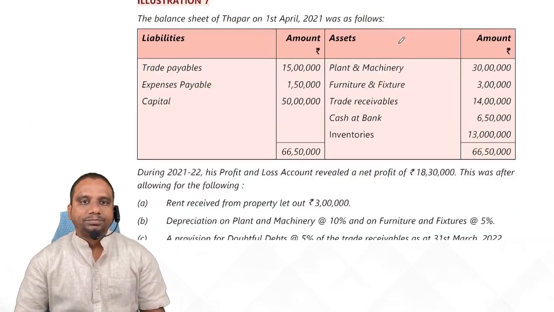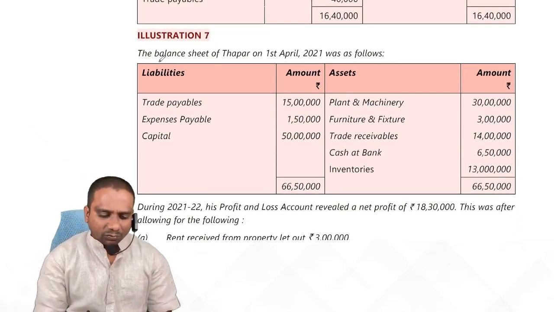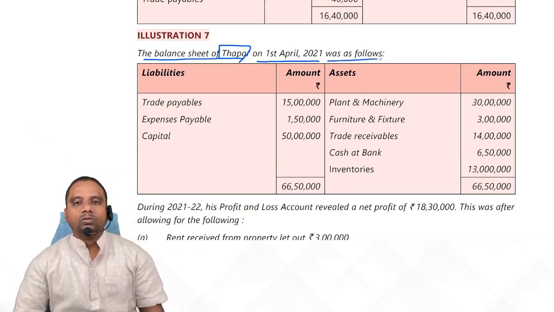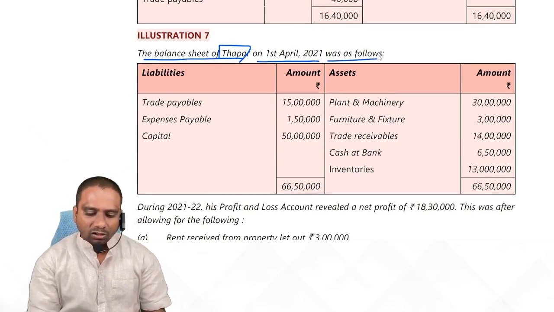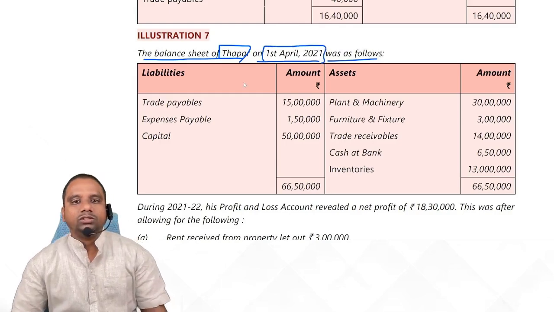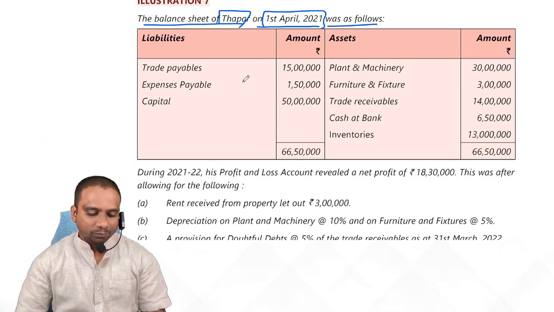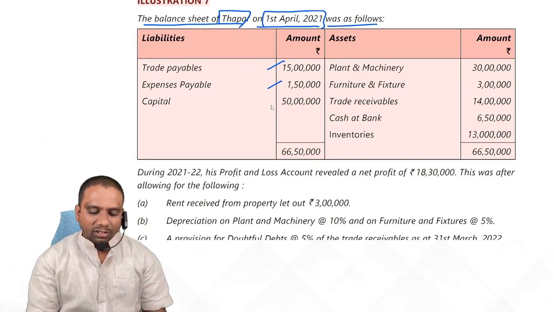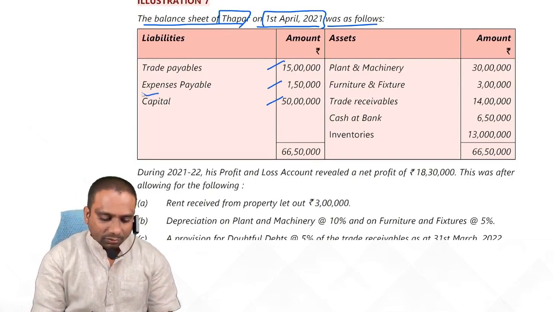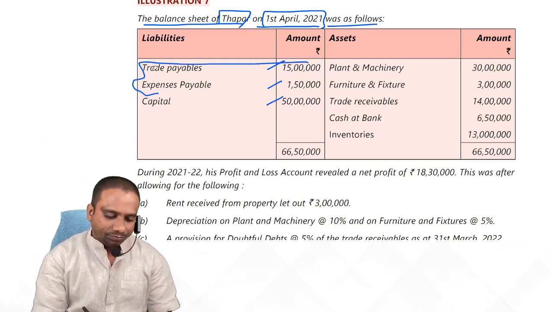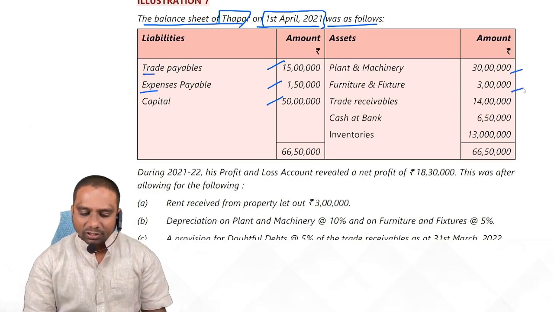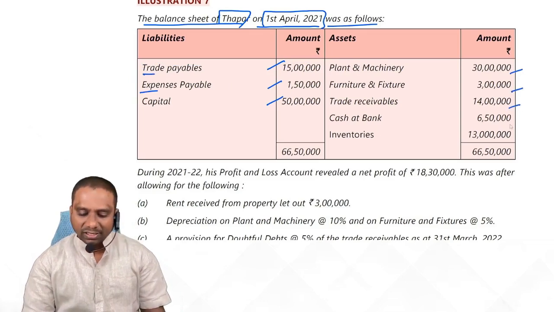Next one, illustration 7. The balance sheet of Topper on 1st April 2021 was as follows. Look, here they are already giving the balance sheet on 1st April 2021. This is nothing but the opening balance sheet. Look at the assets and liabilities information. Trade payable, expenses payable, capital. These are outside liabilities. Okay. Next, plant and machinery asset, furniture, trade receivable, cash at bank.